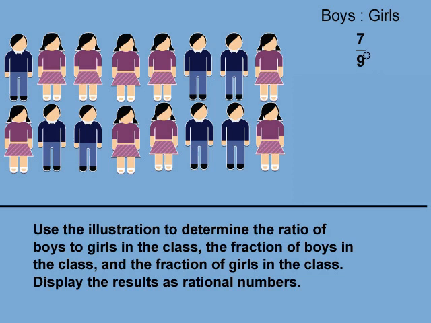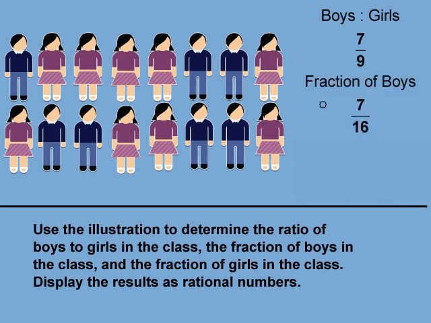Now we need to calculate the fraction of boys in the classroom. This is a different ratio. We know the number of boys is 7. Now we need to find the total number of students. We can add these two numbers, 7 plus 9, to get 16. Or we could see that the array is 2 by 8, which also gives us 16.